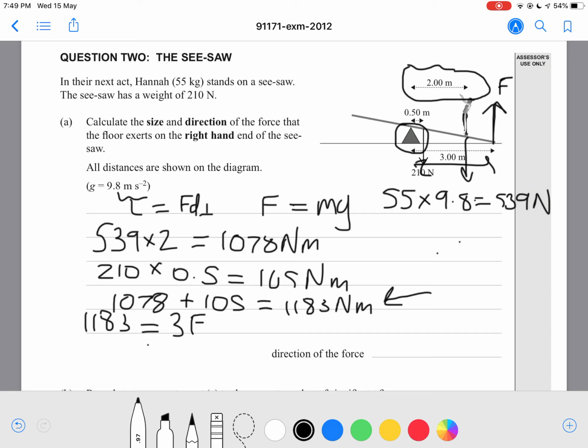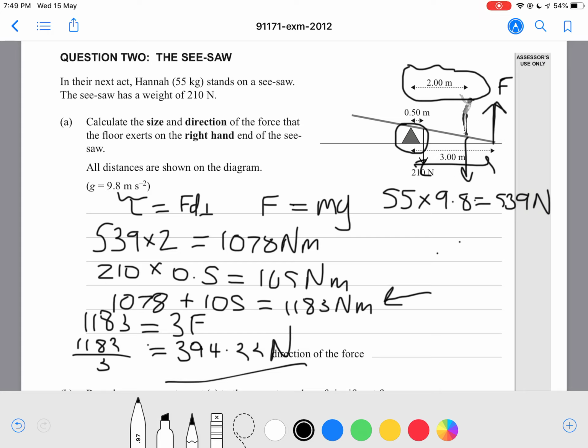So now we just do 1183 divided by 3. That should give us 394.33. Force is measured in newtons, so newtons right here. By getting all the way to here, that should get you an excellence grade. Let me just double check that. I think it should be excellence grade.